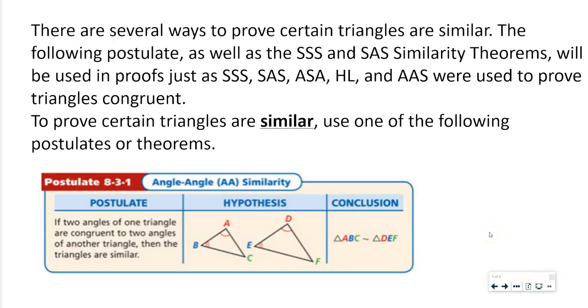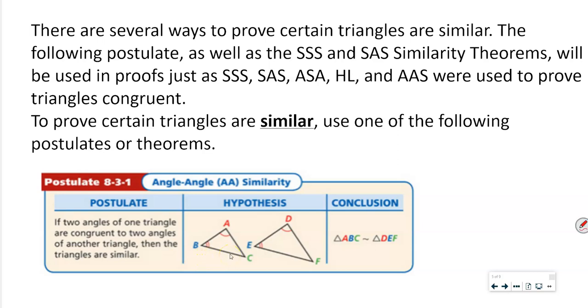The following postulates, as well as the side-side-side and side-angle-side similarity theorems, will be used to prove triangles similar, just as side-side-side, side-angle-side, angle-side-angle, HL, and angle-angle-side were used to prove triangles congruent. So we're going to talk about angle-angle today. If two angles of one triangle are congruent to two angles in another triangle, then the triangles are similar. And this is very logical.